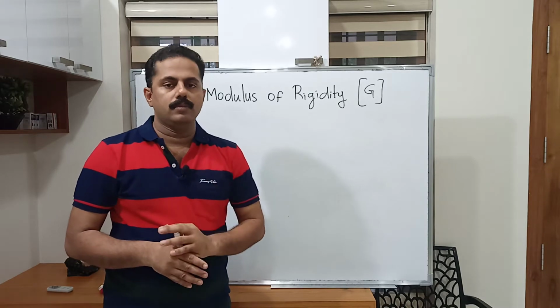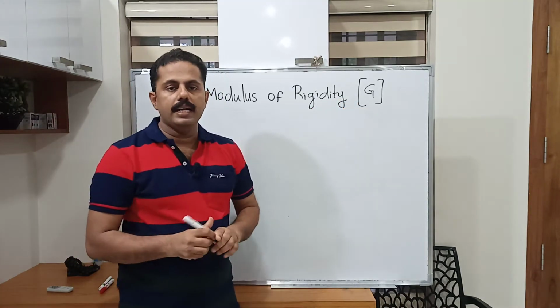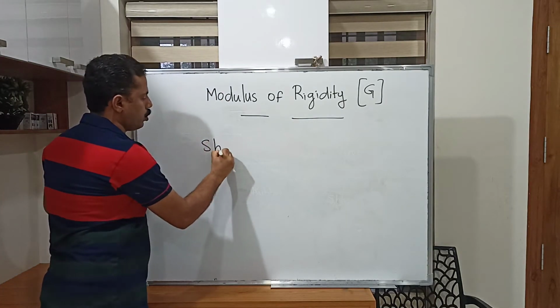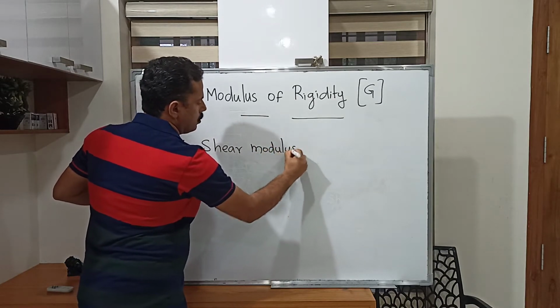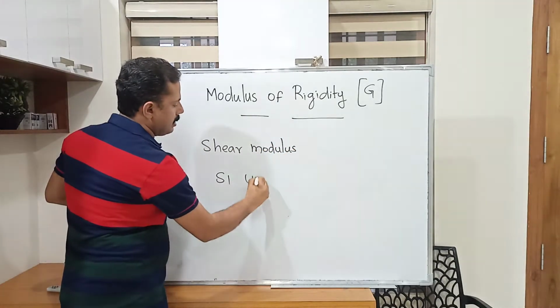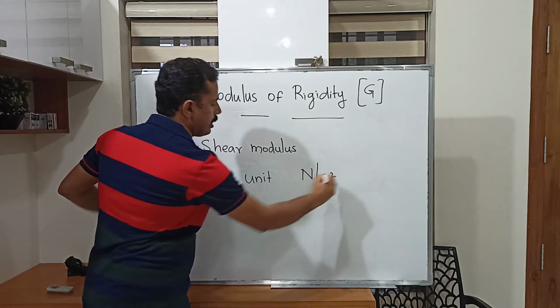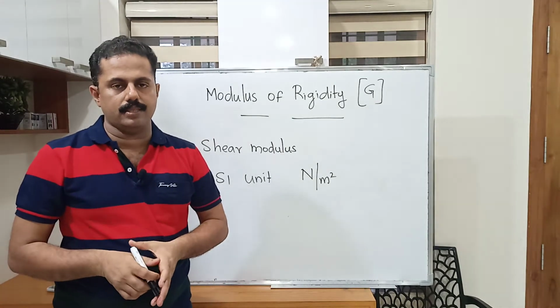This term is denoted with the symbol capital G, and it is also known as shear modulus. Its SI unit is Newton per meter square, the same as the unit of pressure or the unit of stress.